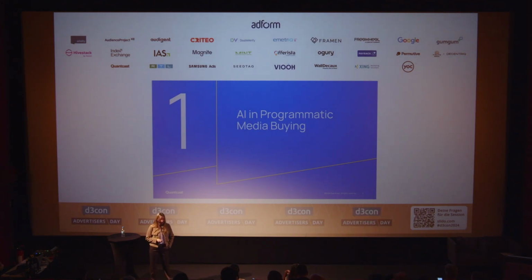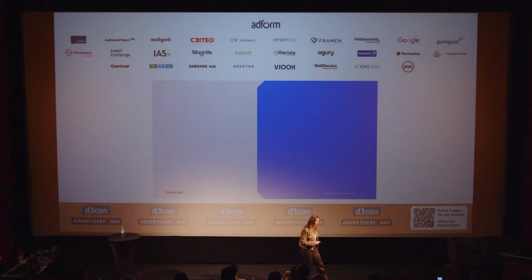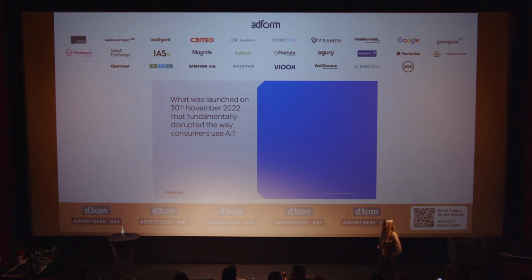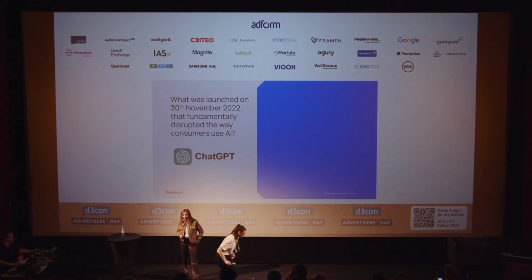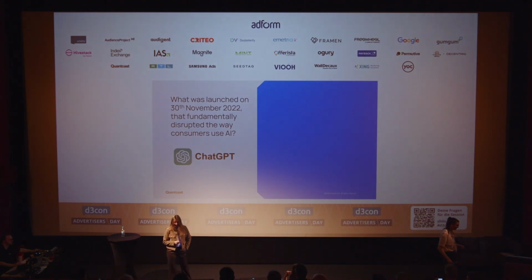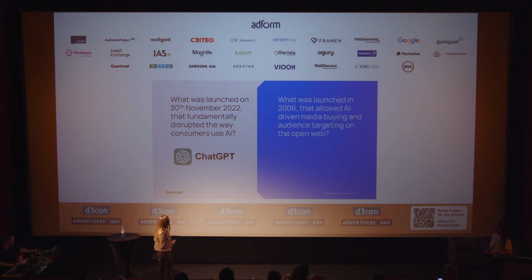All right, let's start with the first part around AI and programmatic media buying. I would like to start with a bit of an interactive question. Let's see who knows what was launched on the 30th of November, so end of '22, that fundamentally disrupted the way consumers use AI. What is everyone talking about? The tool, yes, correct. ChatGPT. There's no prize to win, by the way, but I appreciate the participation.